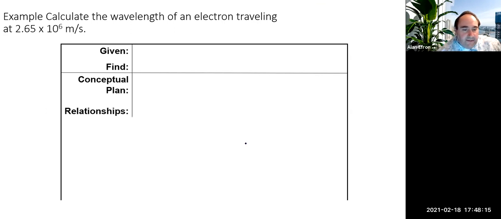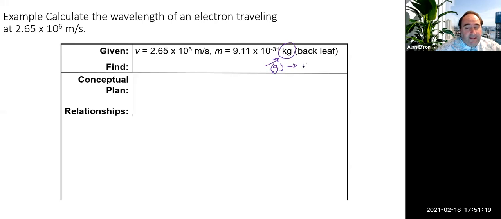So calculate the wavelength of an electron that is traveling at 2.65 times 10 to the 6 meters per second. And I'll get you the mass of an electron there. So take a second and see what you come up with. Make sure that you do get it to kilograms if it's not given to you.